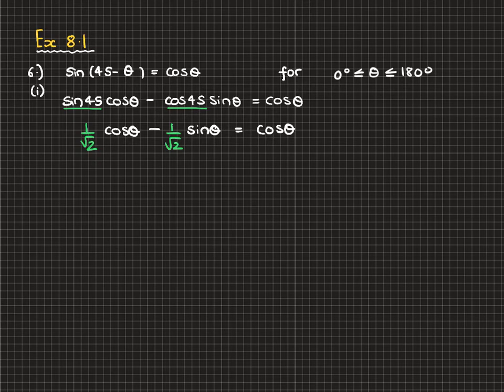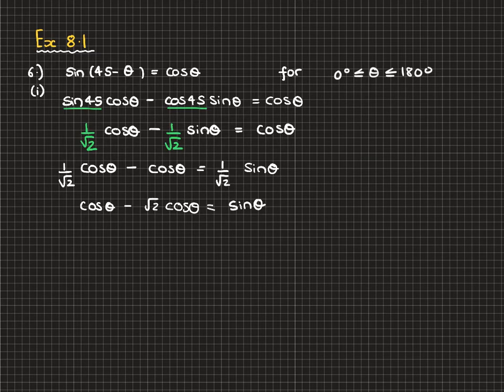I'm now going to collect all the terms with cos theta over on one side. So 1 over root 2 cos theta minus cos theta, and then we'll move anything else over to the right-hand side. I'm now going to multiply across by root 2, which will make this look a little bit tidier. And then we're going to factorise on the left-hand side. So we have cos theta (1 minus root 2) equals sine theta.